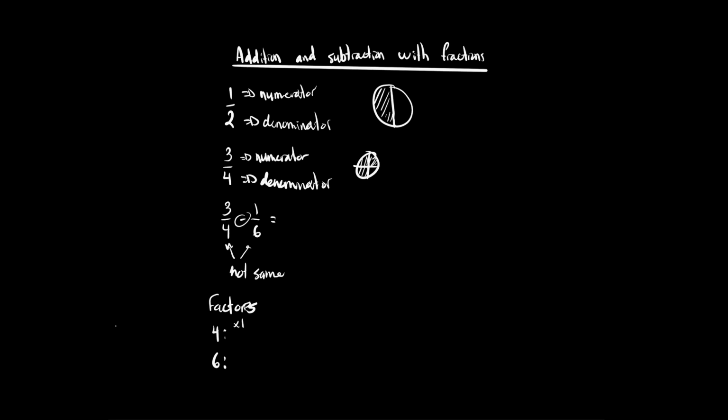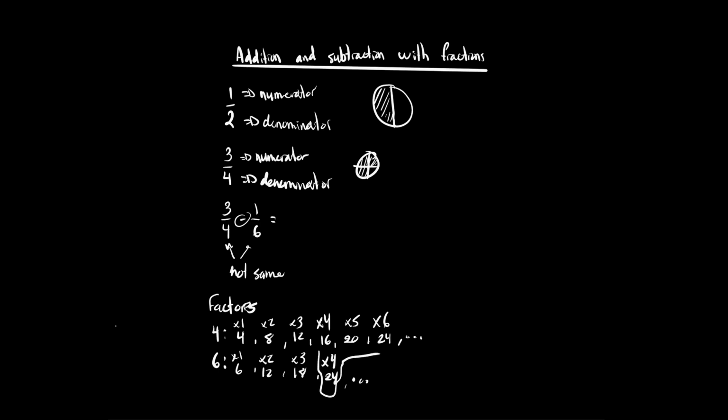So I do times 1, that's 4, then times 2, that's 8, times 3, that's 12, times 4, that's 16, times 5, that's 20, and then times 6, that's 24, and so on. And then for 6, times 1 equals 6, times 2 equals 12, times 3, 18, times 4, 24, and so on. So in this case, we can see that 24 is the common factor.